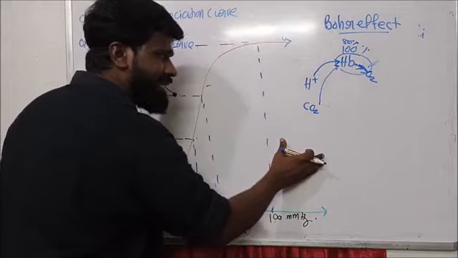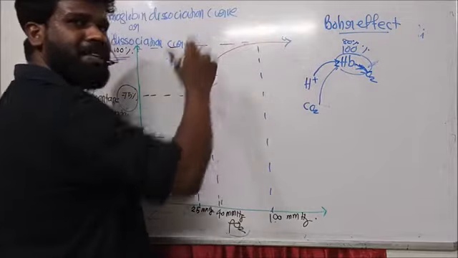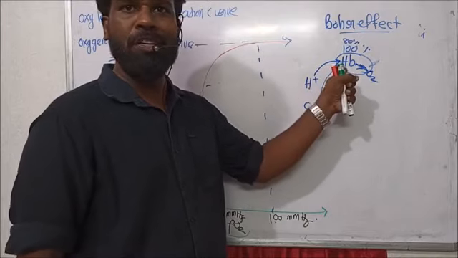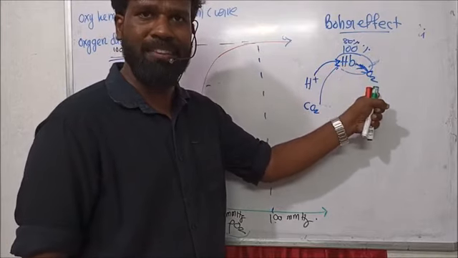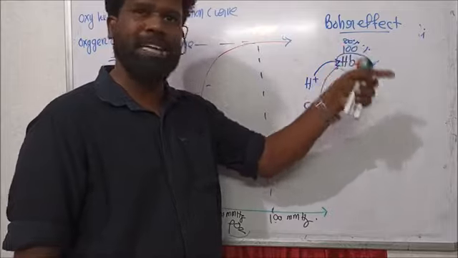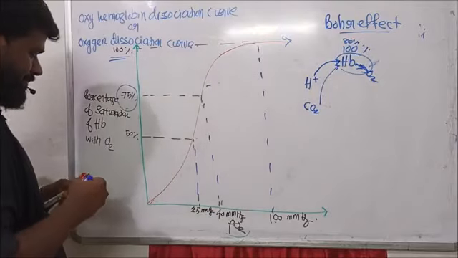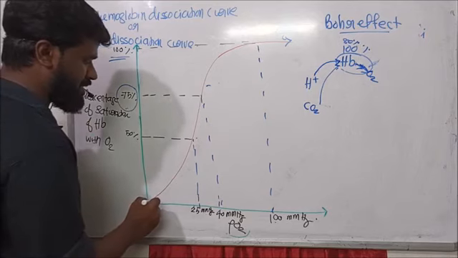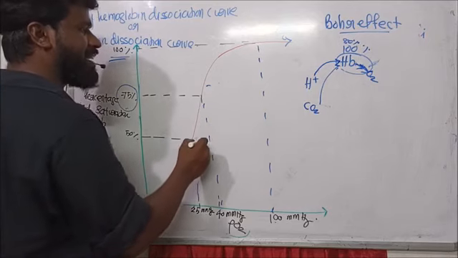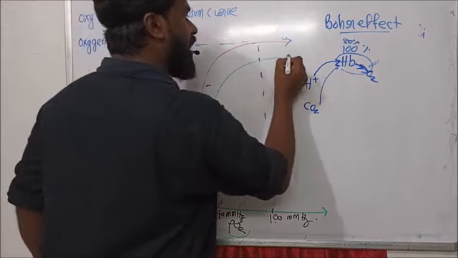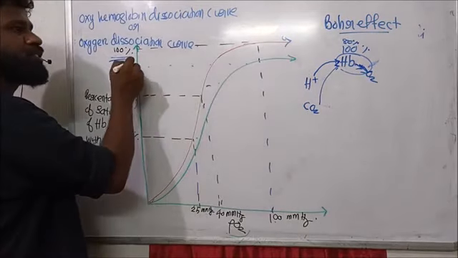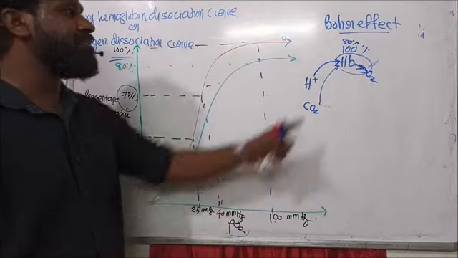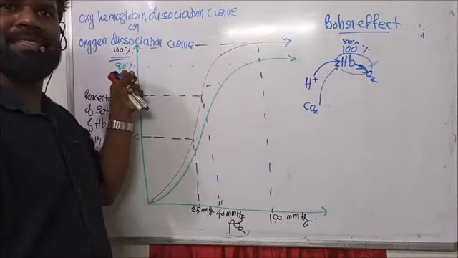So in a medium, in certain conditions, when carbon dioxide or H plus ion concentration increases, when this H plus or carbon dioxide is bound to hemoglobin, oxygen is unloaded from hemoglobin. So the percentage of saturation decreases. See in this graph, when this carbon dioxide concentration increases or H plus concentration increases, oxygen is unloaded from hemoglobin. So what happens to the percentage of saturation of hemoglobin with oxygen? The percentage of saturation decreases from 100 to 80.